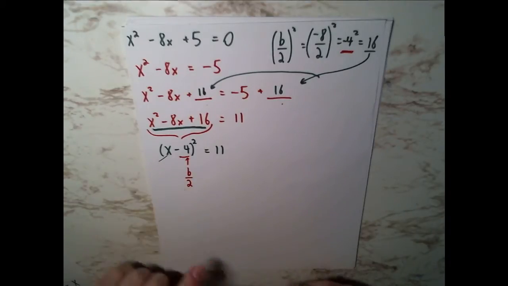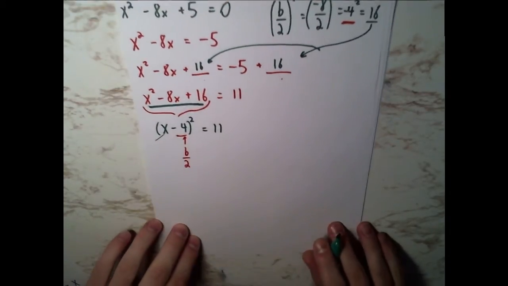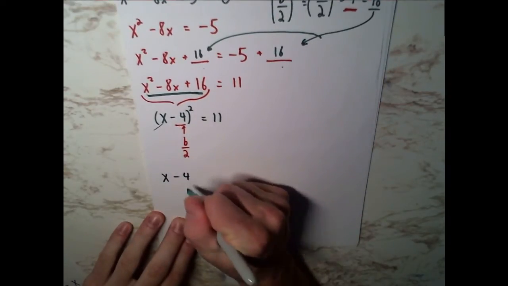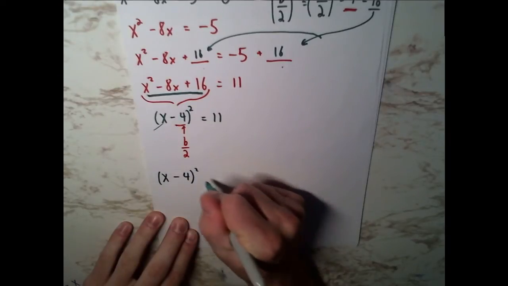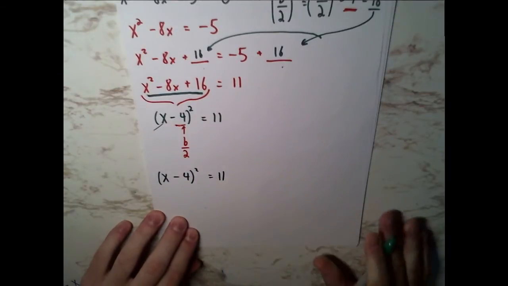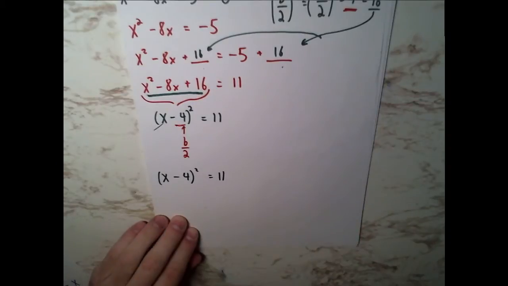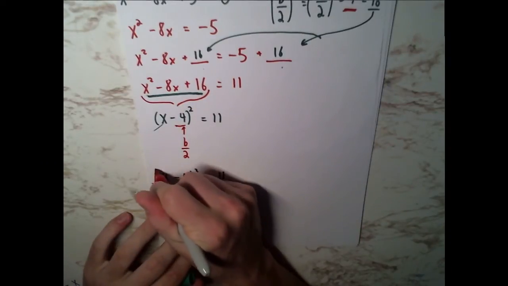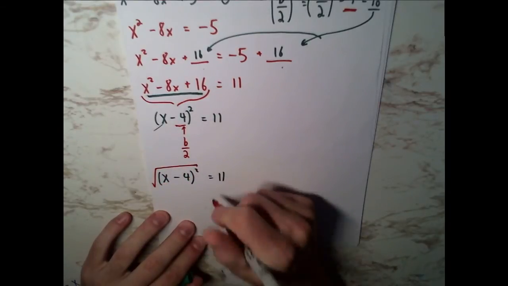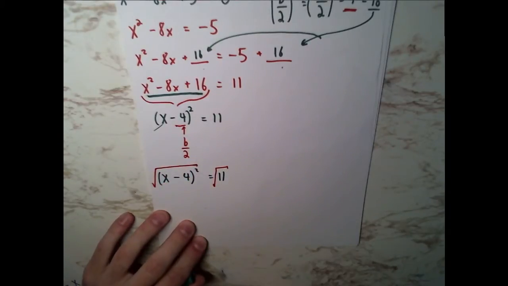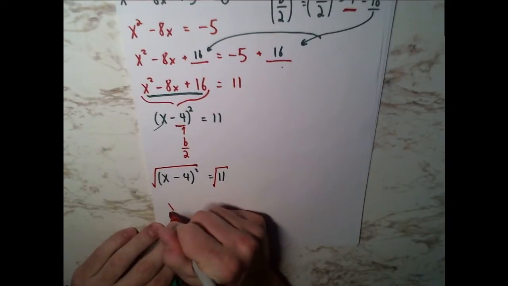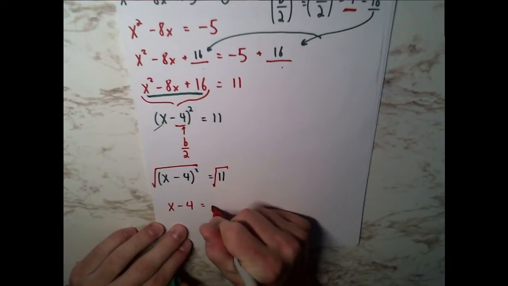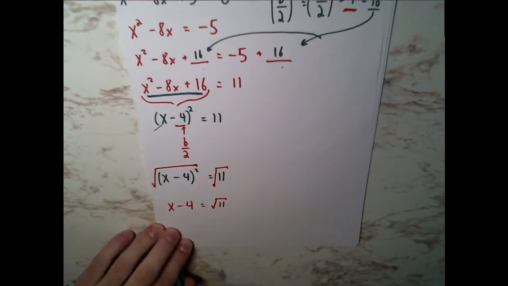So I'm just going to rewrite this down here. We have x minus 4 quantity squared equals 11, and in order to solve for x, we need to take the square root of both sides. So we take the square root of this side and the square root of this side. So what we're left with here is x minus 4, and over here we have the square root of 11.